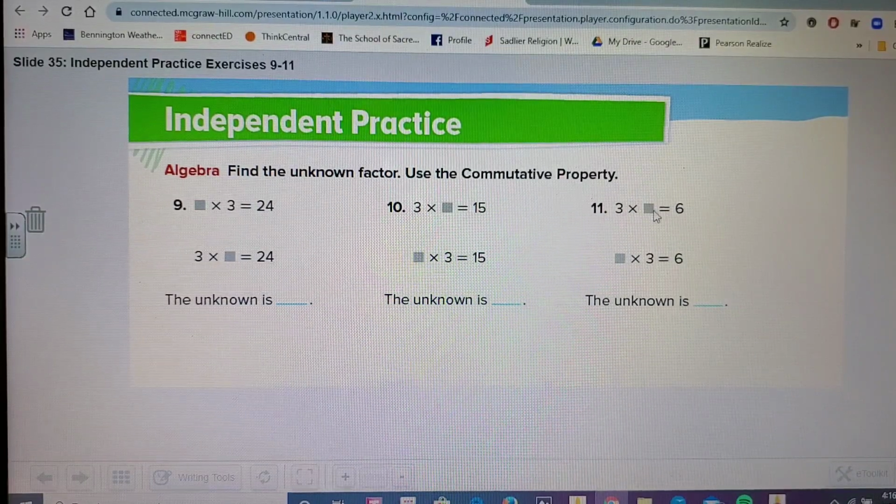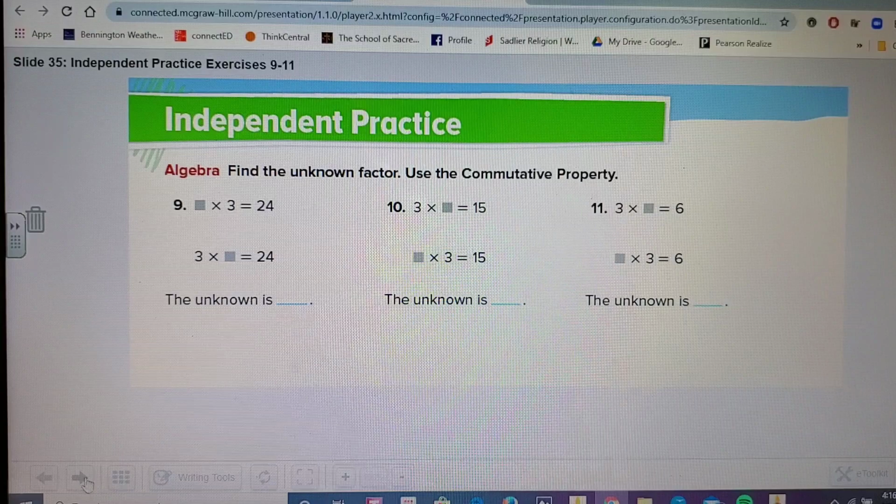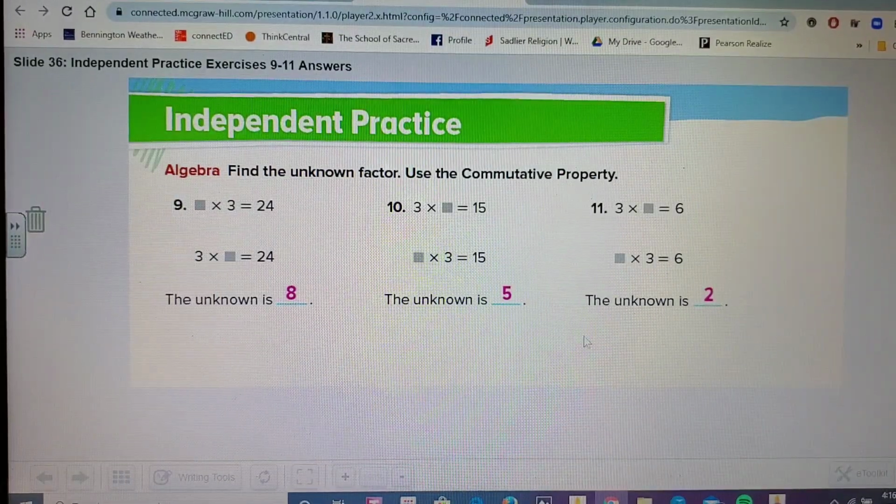Here you have 3 times what equals 6. You might already know this one. If not, look on your multiplication chart on the line of 3, and what is the factor that equals 6? And you will find the number 2.